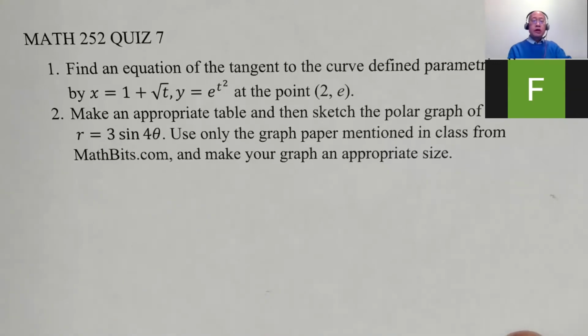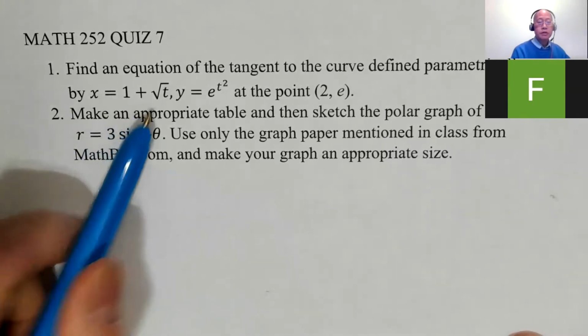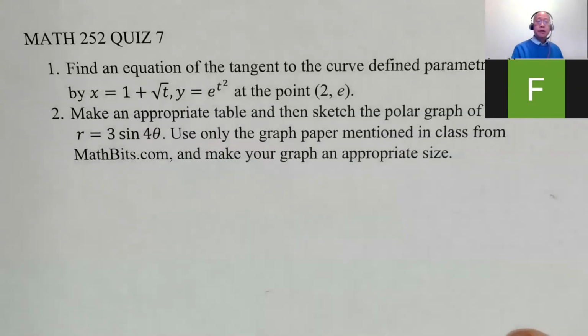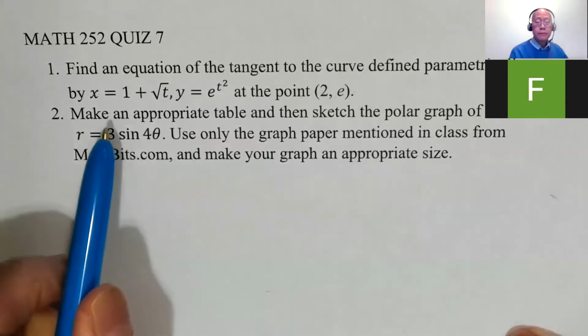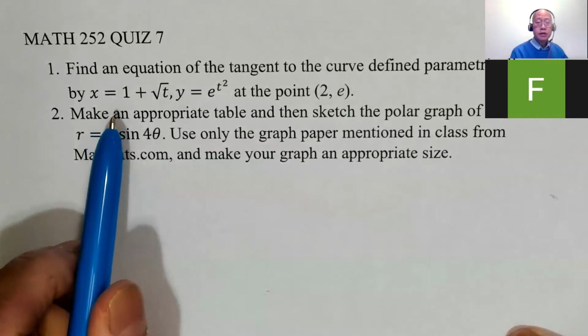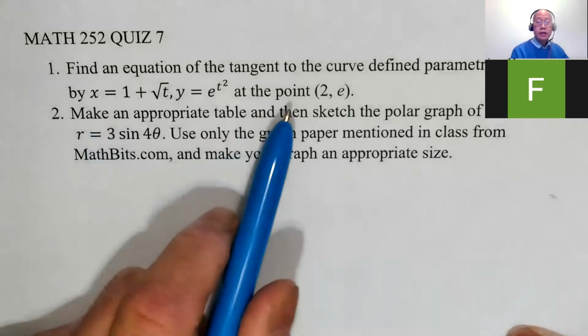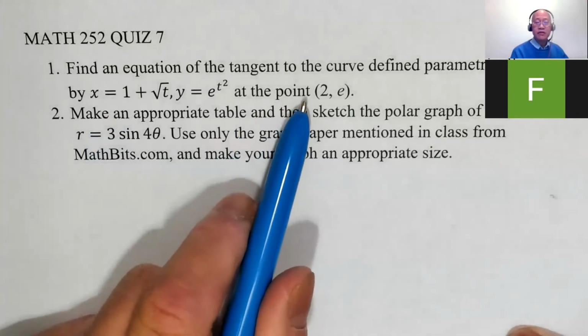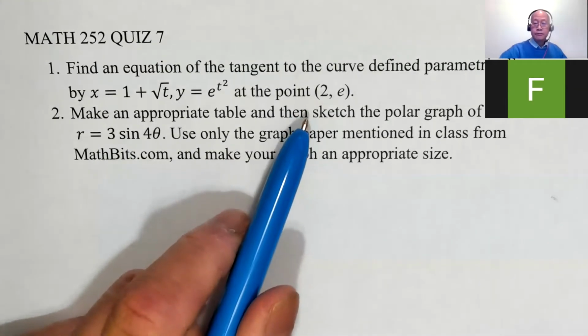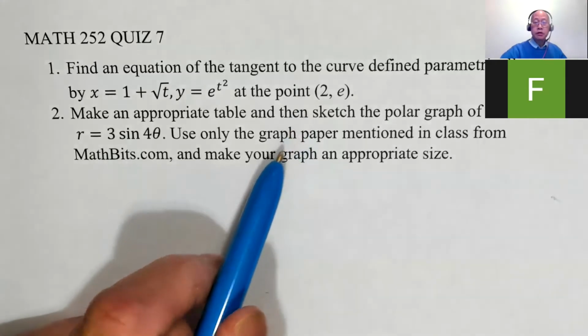So number one, find an equation of the tangent to the curve defined parametrically by x equals 1 plus radical t, y equals e to the t squared at the point (2, e). So you had a problem sort of like that on the homework, I'll just give you some hints. You need to find dy/dx, and there's a formula for dy/dx, right? And you're given a point, you do have to find the t value. That shouldn't be that hard to figure out what t value works. And then you go from there, okay? Spend a little bit more time on number two, the harder one.